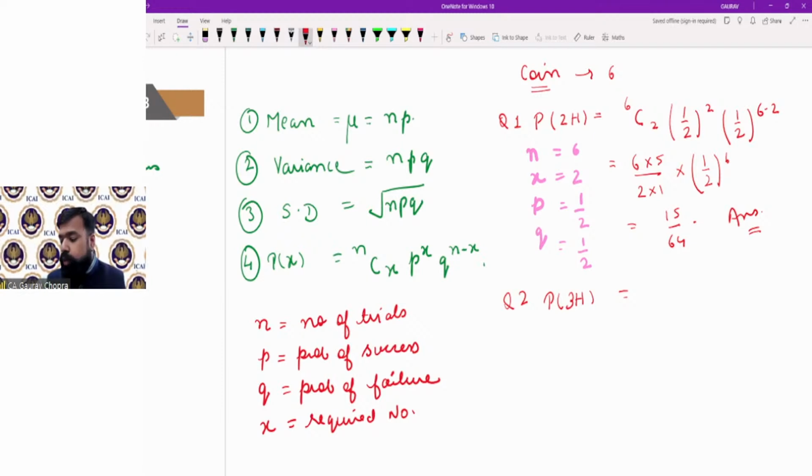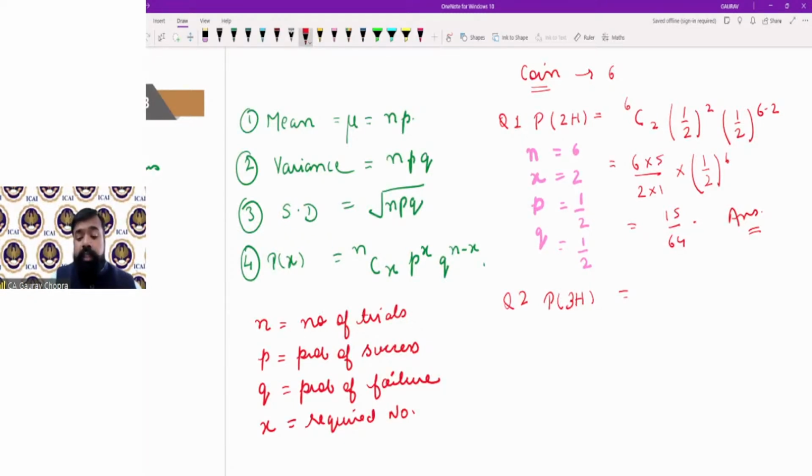Dimple has given the answer. Manish has also given. Ruchika asks why 6 into 5. Yes, Ruchika, if you don't remember combination, you have to go through that first, because it is the shortcut way of solving 6C2, 6 into 5 upon 2 into 1.